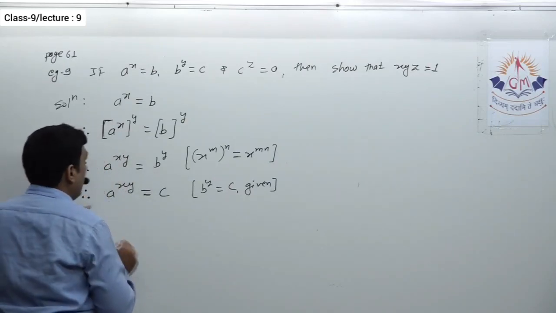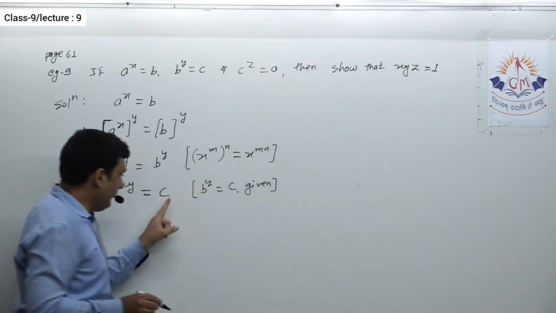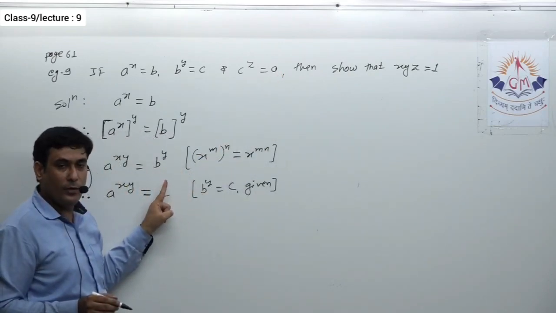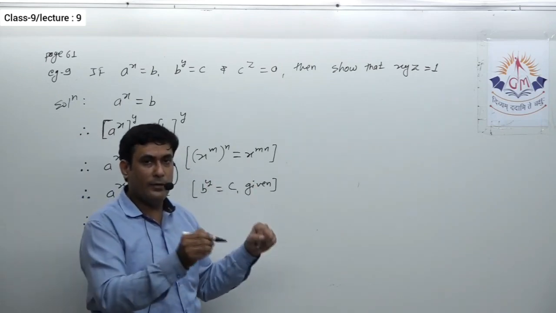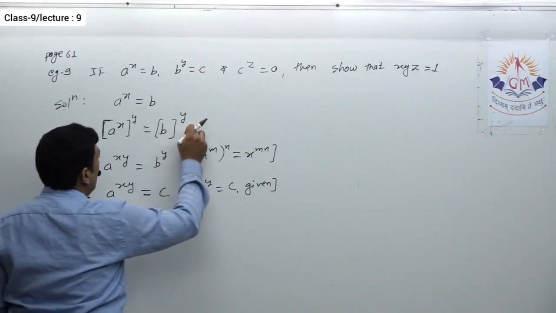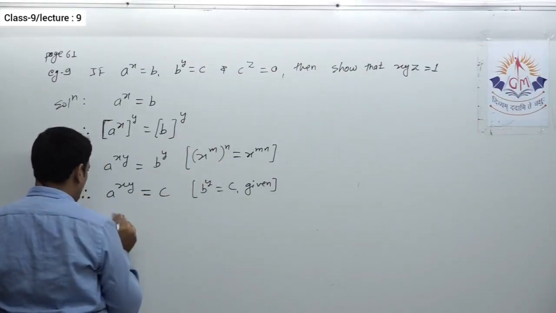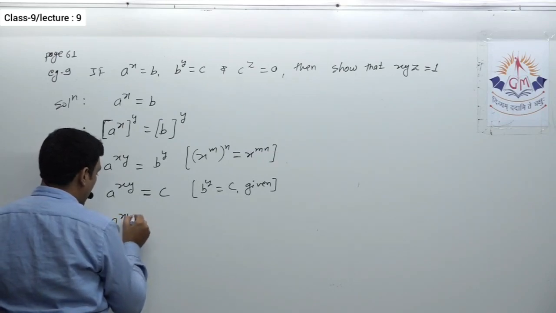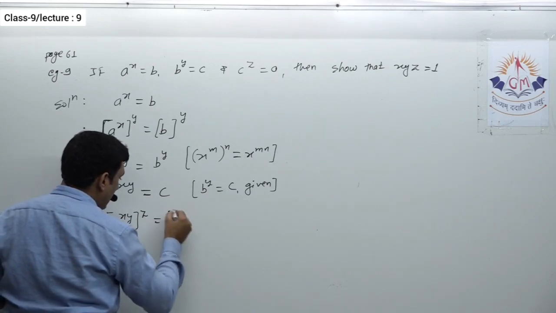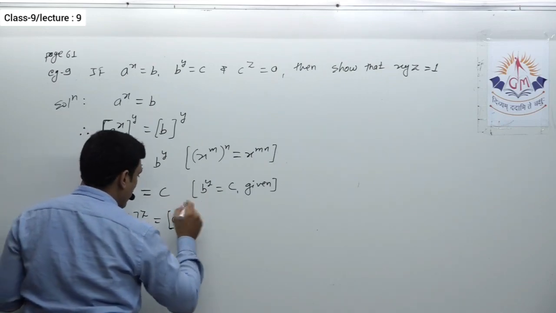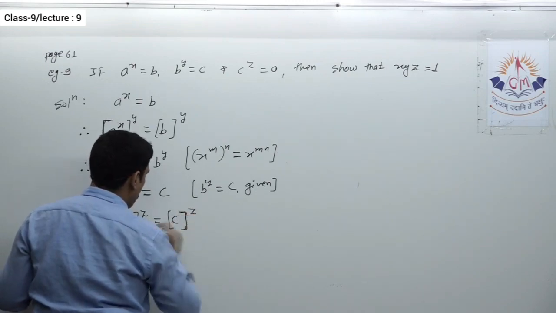Now again here I can see I have c raised to z is equal to a, but here we have c alone, there isn't any power z on that. So what I will do next, I will make the power z on both sides as I did over here. I took power y on both sides over here, so here I'll take power z on both sides. So here I write a raised to xy raised to z is equal to c raised to z.